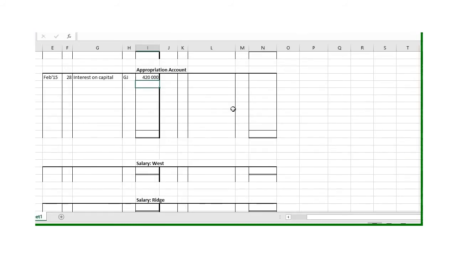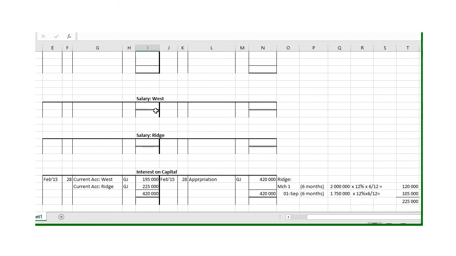So they've both got salary accounts. Again, it's like an expense, so it will increase on the debit side. So February the 28th, and the opposite account, again, we haven't paid it. It's just what they are entitled to. So the opposite account will be their current accounts. Whatever they're entitled to goes to their current account. So current account West.